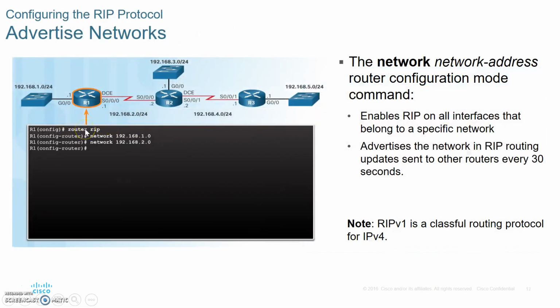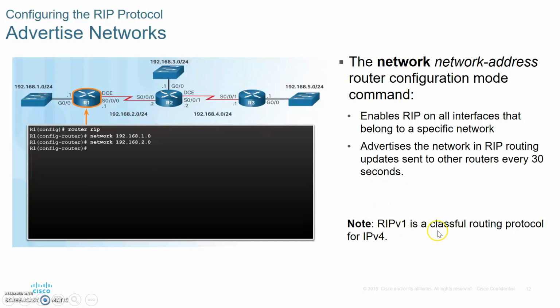After the command router rip, we need to instruct the router what networks to advertise. So we use the network command. This router R1 is connected to two networks, 192.168.1 and 192.168.2. So we run these two commands, network 192.168.1.0 and network 192.168.2.0. This will tell R1 to advertise these two directly connected networks to all other RIP routers in your RIP routing domain, and these two networks will be advertised every 30 seconds.